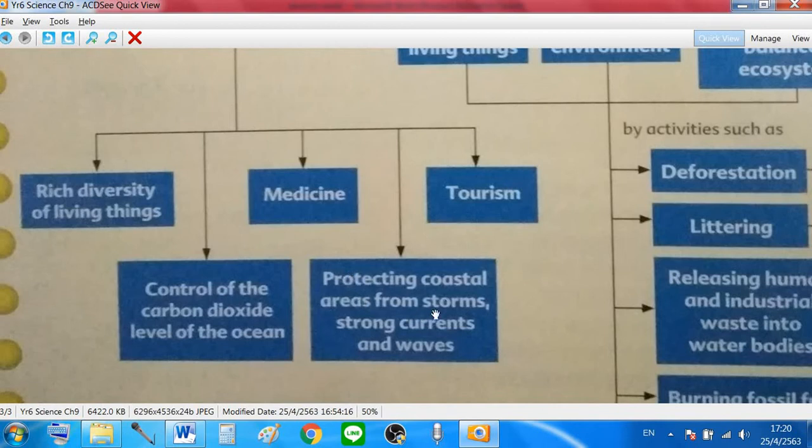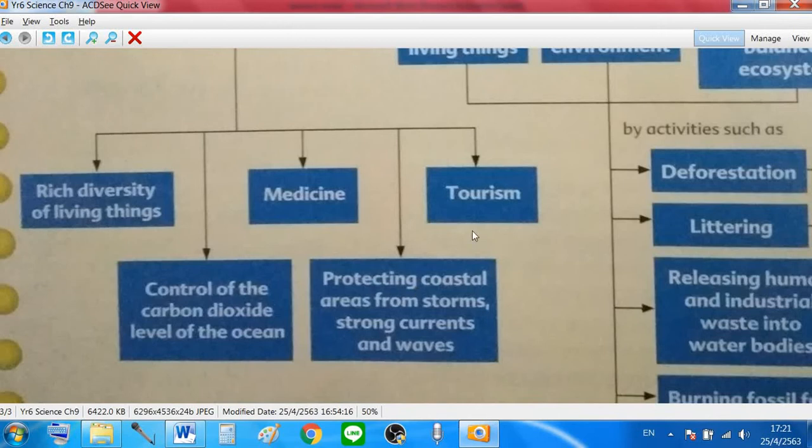Protecting coastal areas from storms, strong currents, and waves. The coral reefs act like a wall in the ocean that protects the beaches from strong waves and storms. And so without the coral reefs, many of the cities along the beaches would be damaged by the waves.